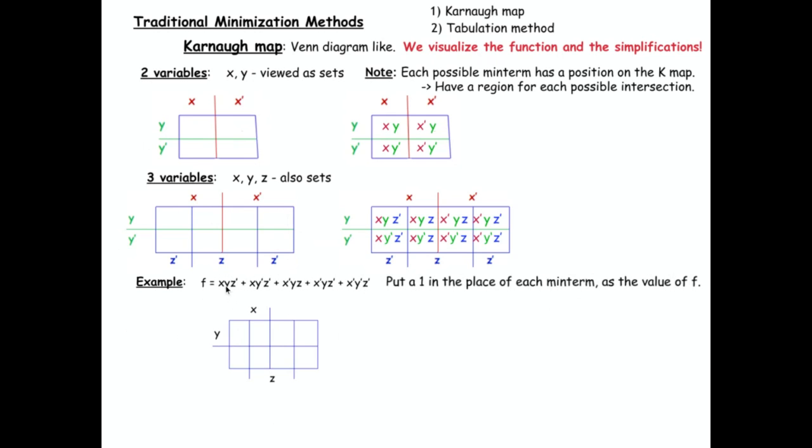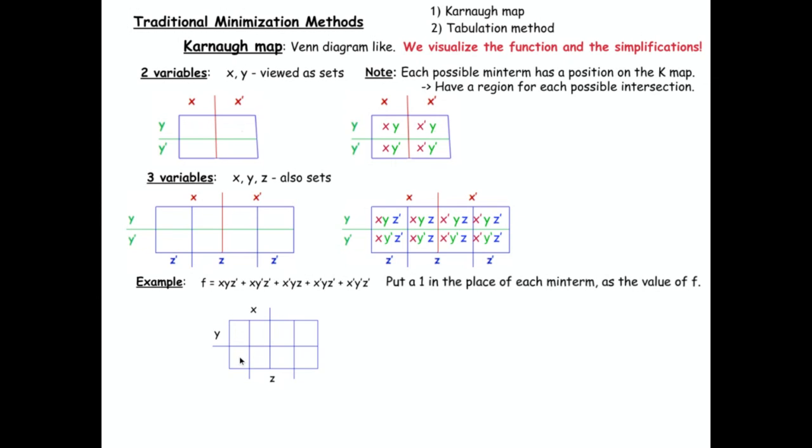So the first minterm is x, y, complement of z. x intersects with y, and then intersects with complement of z. So where will my first one go? Bottom left. Any other ideas? Wouldn't it be top left? That's right, top left.